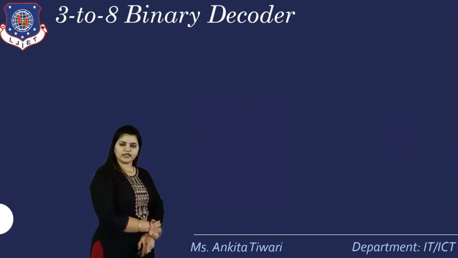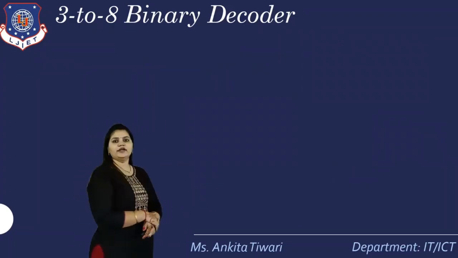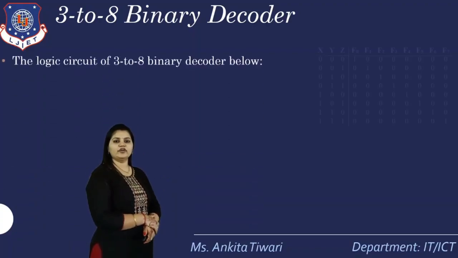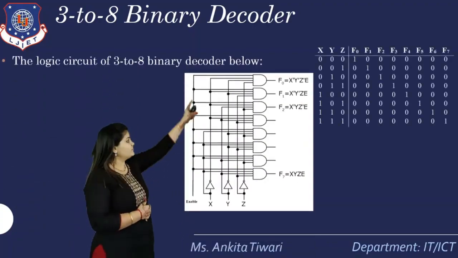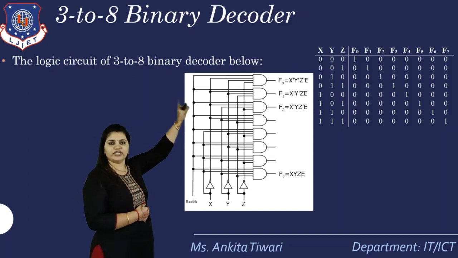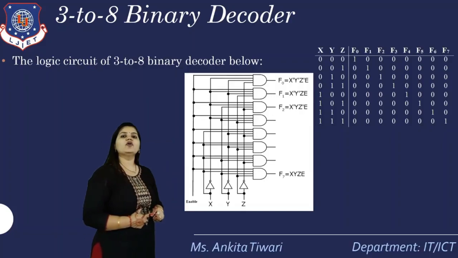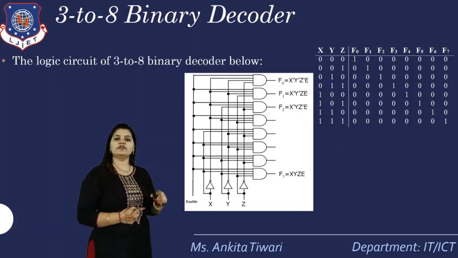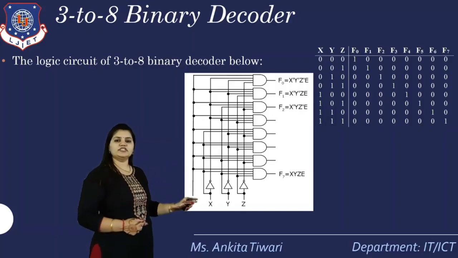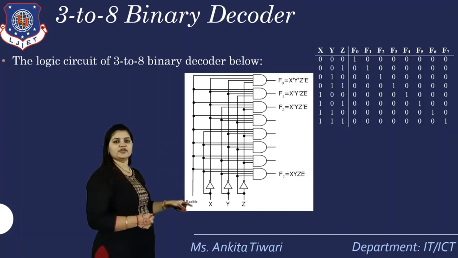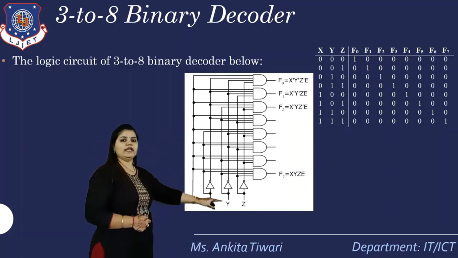We'll start with another example, that is the 3 to 8 line decoder. For the 3 to 8 line decoder, we'll see the logic circuit. For that, first of all, we'll see the table. There are 3 inputs, X, Y and Z, and 8 outputs, that means F0 till F7. So that is included here. Now with respect to that, we'll represent it in our logic circuit. As you can see here in the logic circuit, from F0 till F7.